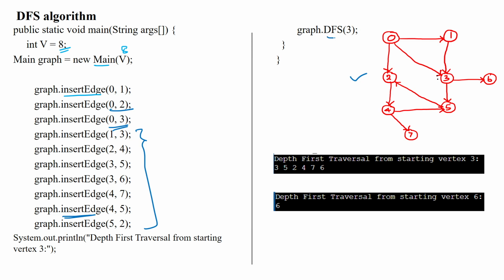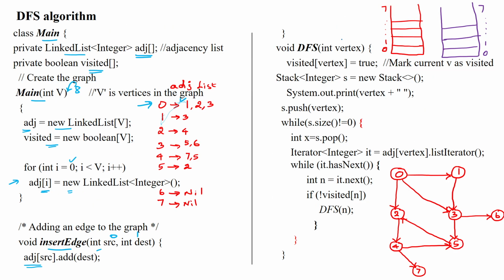After creating the graph we are calling the depth first traversal. The starting vertex here is 3. So 3 is passed, and we make the visited value for 3 true. Now visited has 3. Then we create the stack variable and push 3 into the stack. So now 3 is pushed into the stack.